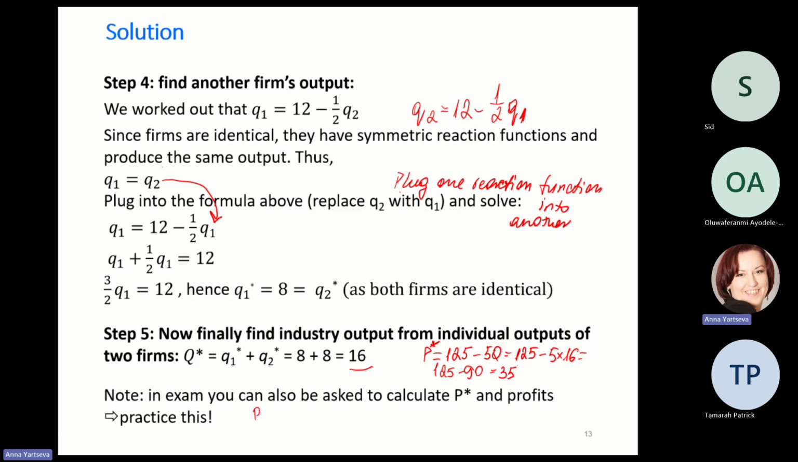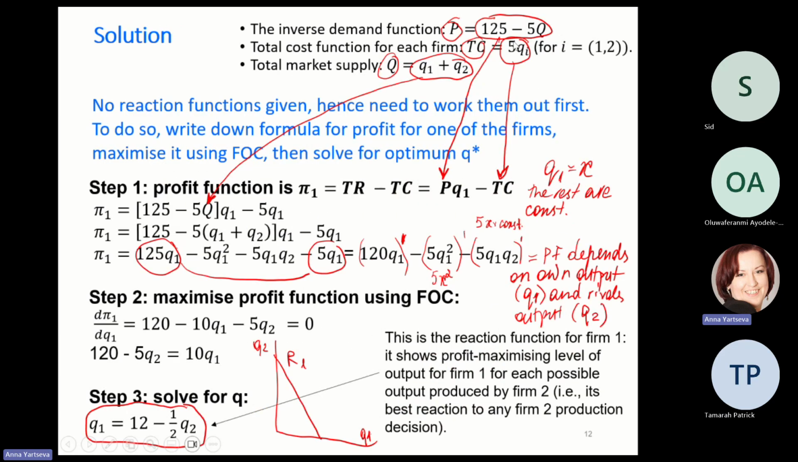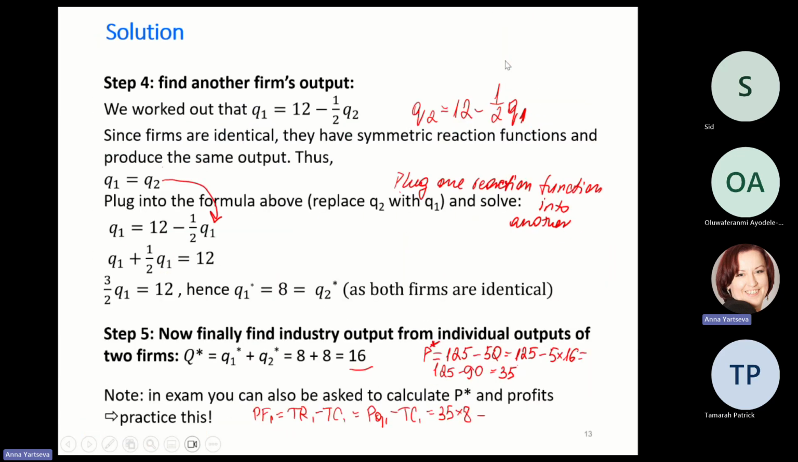And if you are asked to calculate profit, profit 1 will be total revenue 1 minus total cost 1. Total revenue is equilibrium price times equilibrium quantity for the first firm, minus total cost. Price is 35, as we've just calculated. Equilibrium quantity is 8, which we've just calculated, minus total cost. Costs are given by cost function. It's here, 5 times quantity. 5 times Q1. Quantity is 8.